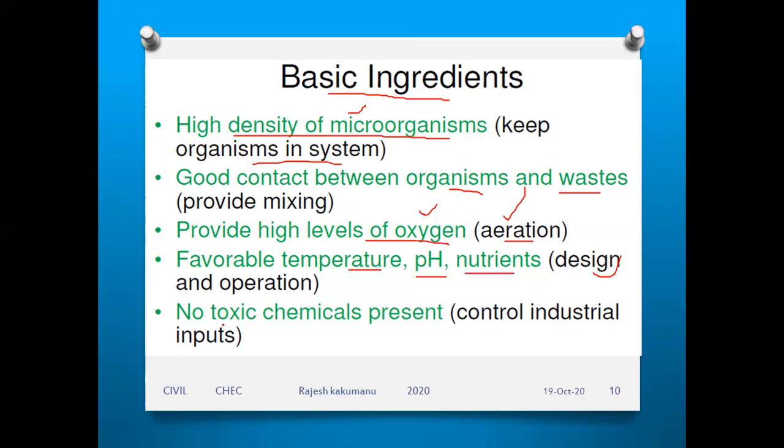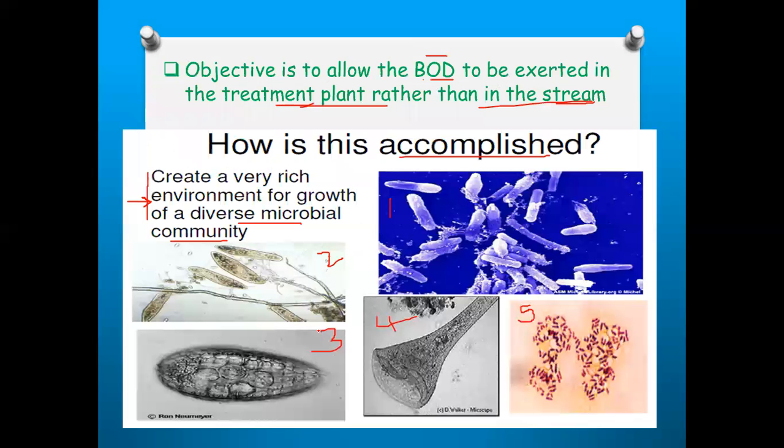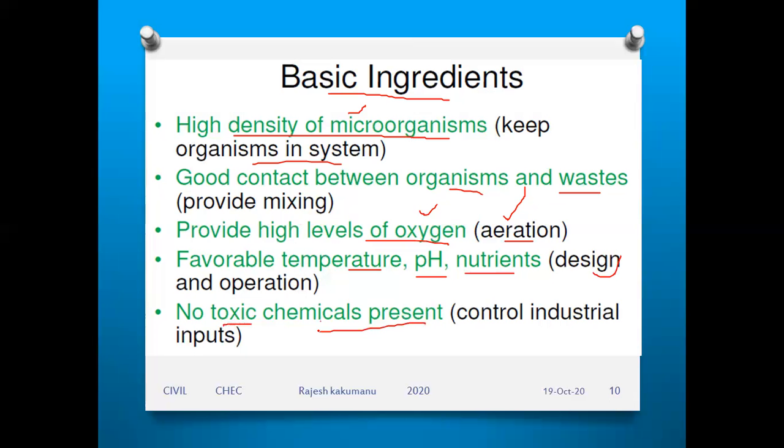Next, no toxic chemicals should be present. Why? Because whenever toxic chemicals are present, the microorganisms will die. That is why in industries we have to remove toxic and other materials in the primary treatment process and then send the water to the secondary treatment process. Then the sewage water can be properly controlled. So no toxic chemicals should be present. These are the basic ingredients to keep in mind before doing this biological treatment.